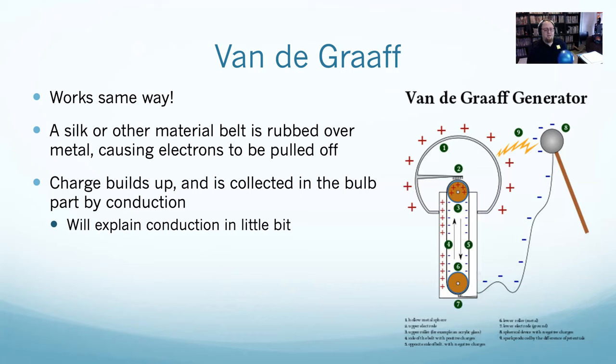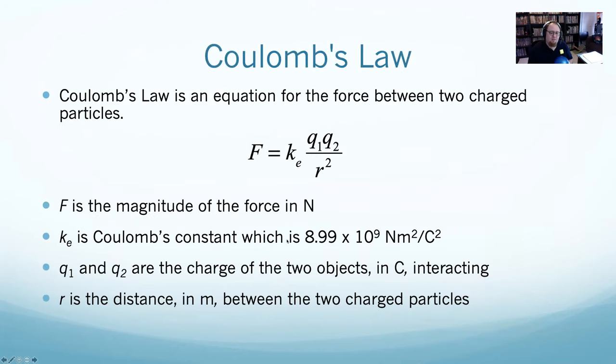Now, it's all well and good to say that opposite charges attract, like charges repel. But we can actually solve it mathematically. There is something called Coulomb's law, which is the mathematical quantity for the force between two charged objects. Anytime you have two charged objects, the force they feel will be K sub E, which is known as Coulomb's constant. K sub E has a value of 8.99 times 10 to the ninth Newton meter squared per Coulomb squared, times the charge of one object, Q1, times the charge of the other object, Q2, divided by the distance between them squared. This says how strong the attractive force will be, and how strong the repulsive force will be.